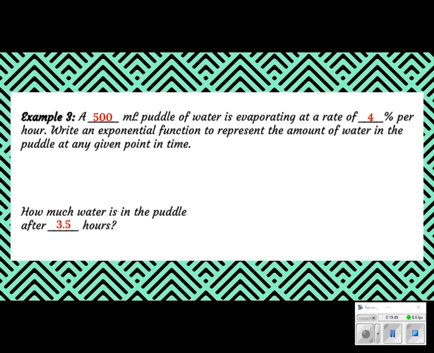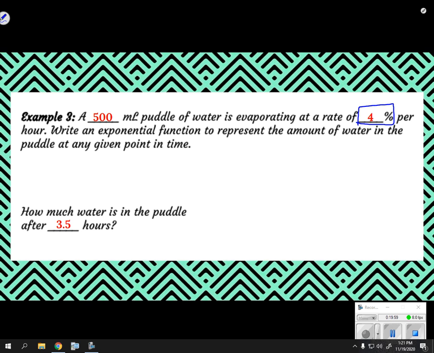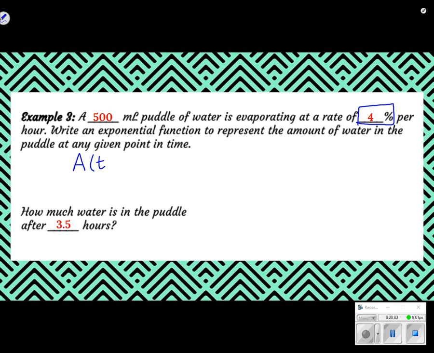We are evaporating water. Water is going to go away, so the amount of water that we have is going down. So because we have the 4%, that means we're going to break out that other format, A of T equals A. It's a decay, so 1 minus R to the T power. All right, A is our starting amount. How much water do we start with? 500 is going to go in that spot.